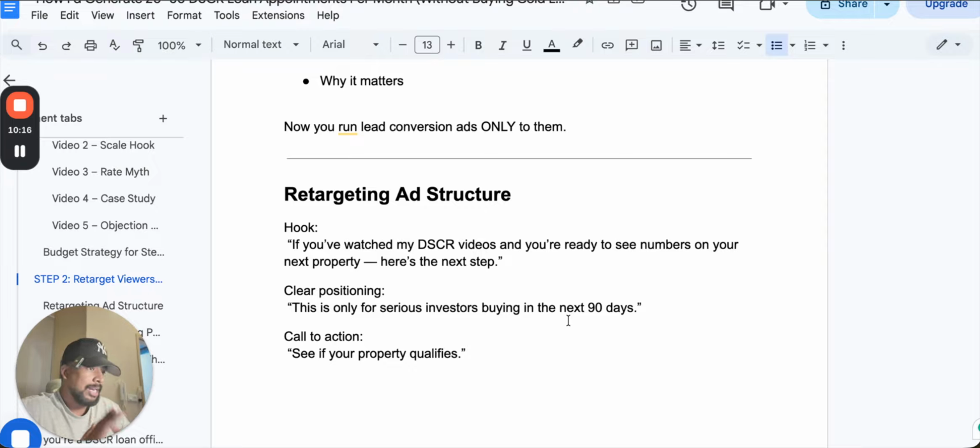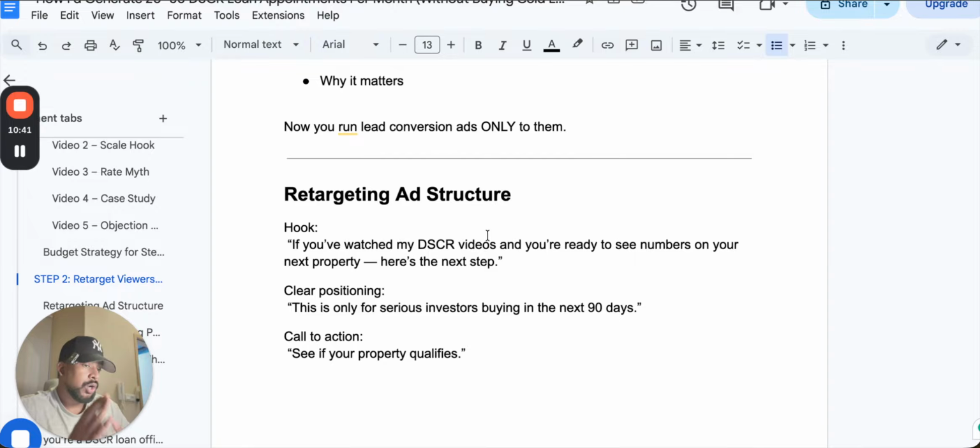Both actually work fine in the second part because people have already seen us and now we are just converting them and giving them more insights before getting their application or their information on the landing page. You can use a hook like this: if you have watched my DSCR videos and you're ready to see numbers on your next property, here's the next step. Then you can explain in the video what the next step is.